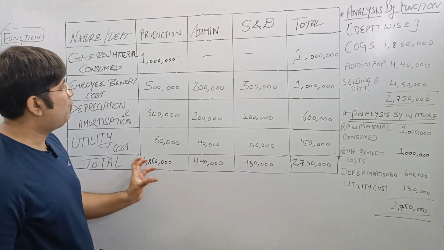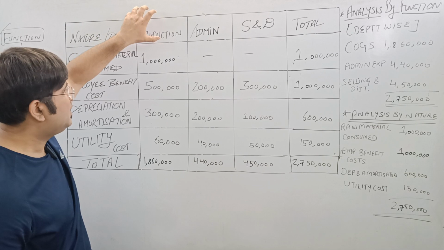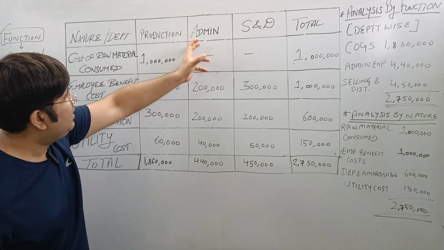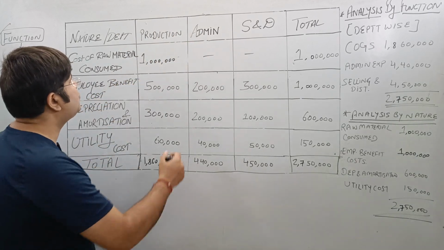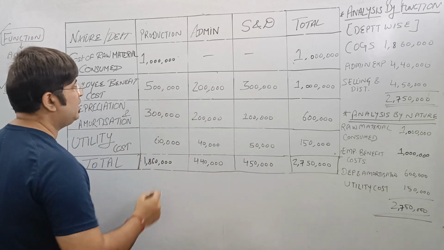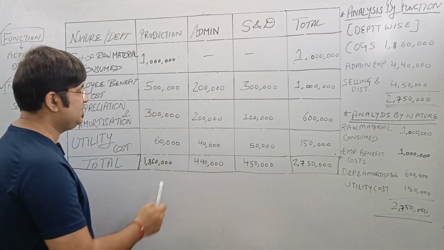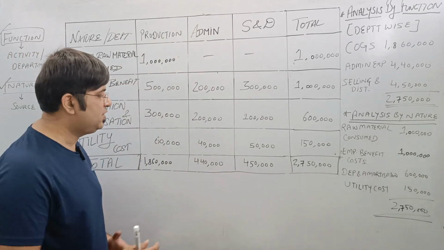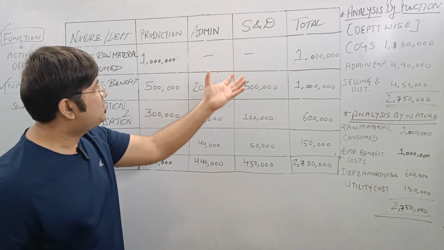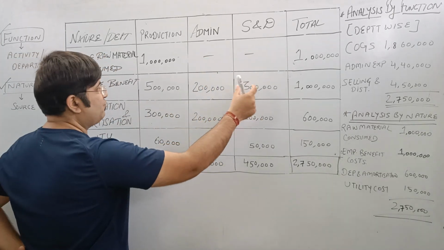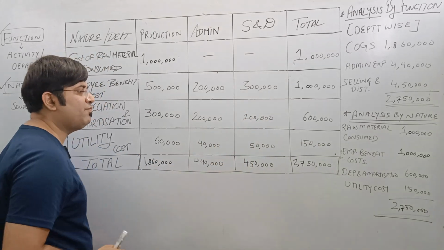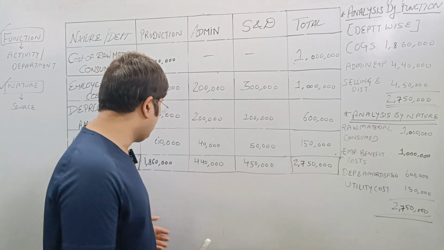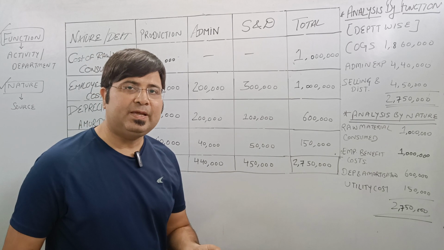If we talk about the function, this is the cost of goods sold, that is 1.86 million. Similarly for the admin department, we don't have any raw material consumed, but we have employee benefit cost of 200k, depreciation 200k, and 40k for utility cost. These are administration expenses, which is again the function, so the total is 440k. For selling, we have employee benefit cost of 300k, depreciation 100k, and utility cost of 50k. So selling and distribution is around 450k. The total cost is 2.75 million.